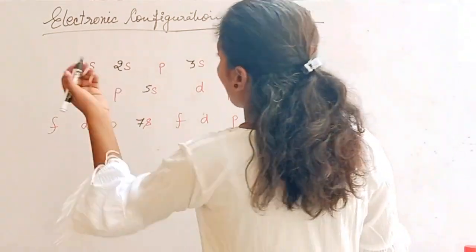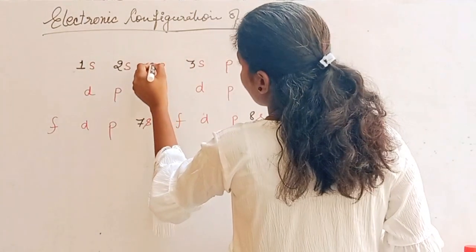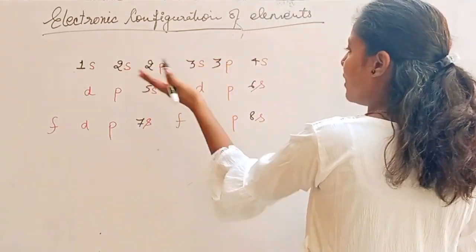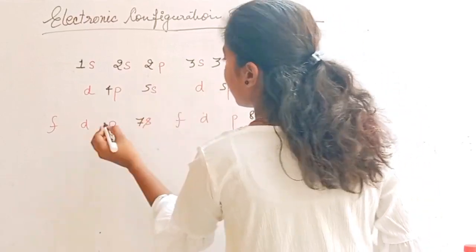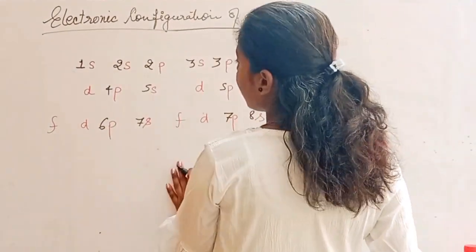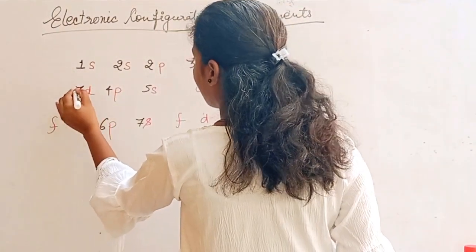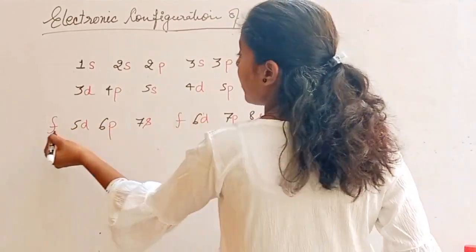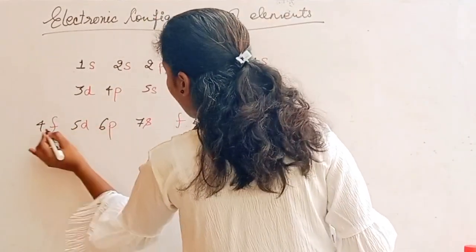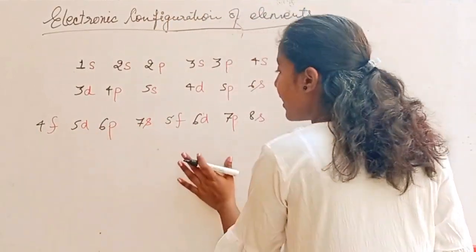Okay? Now P starts with the second shell as I told you, so I'm writing 2, and again repeating the same manner for P: 2, 3, 4, 5, 6, and 7. Similarly, D starts with your third shell: 3, 4, 5, and 6. F starts with the fourth shell, 4F, and your 5F, and that's the end.